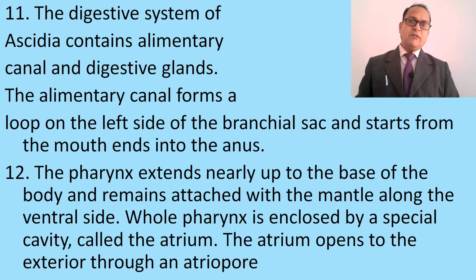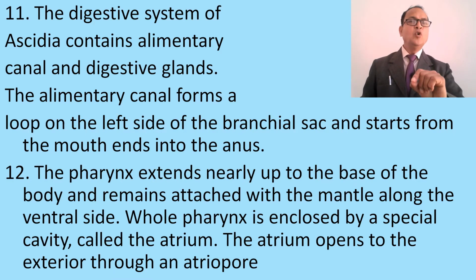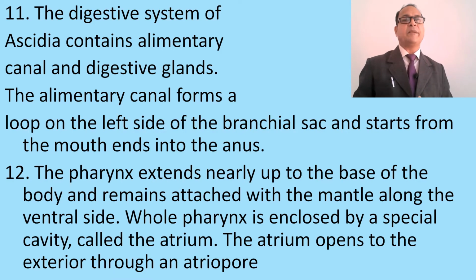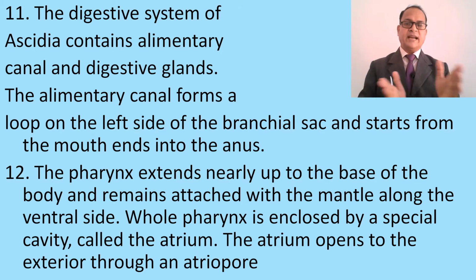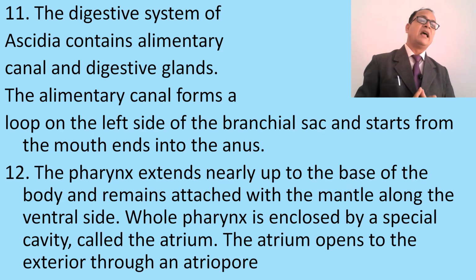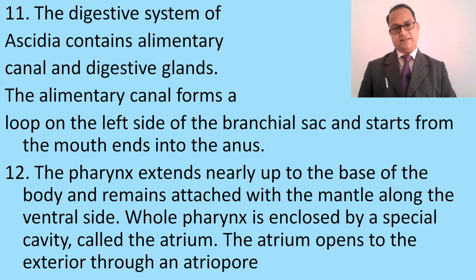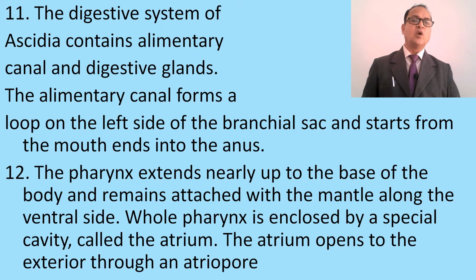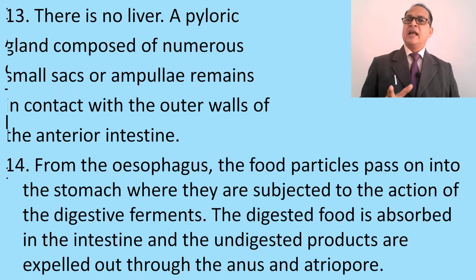The digestive system of Ascidia contains an alimentary canal and digestive glands. The alimentary canal forms a loop on the left side of the branchial sac and runs from the mouth to the anus. The pharynx extends nearly up to the base of the body and remains attached with the mantle along the ventral side. The whole pharynx is enclosed by a special cavity called the atrium. The atrium opens to the exterior through the atriopore.